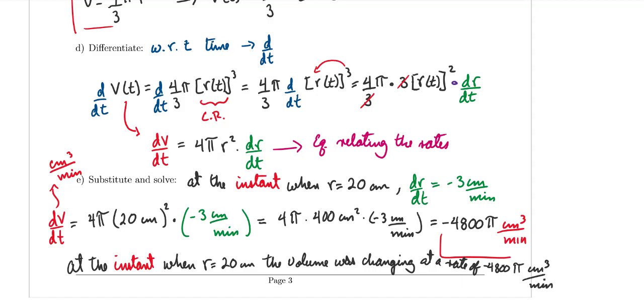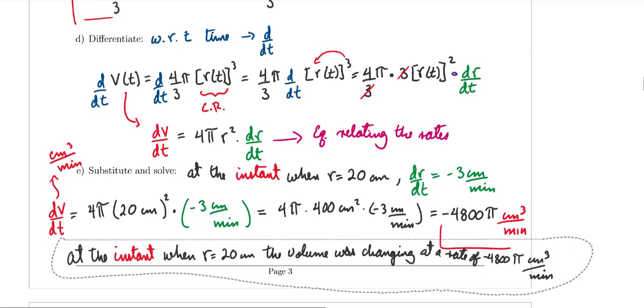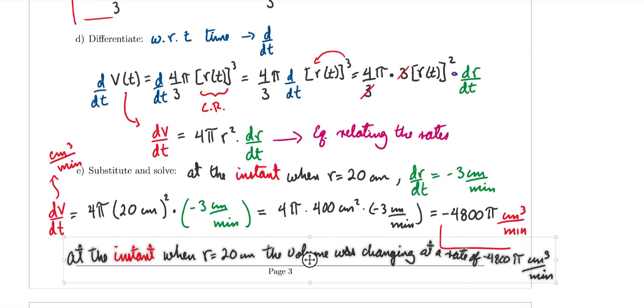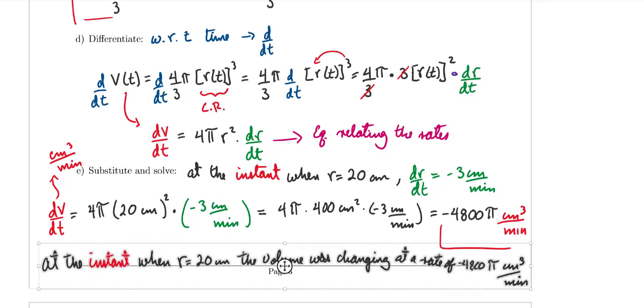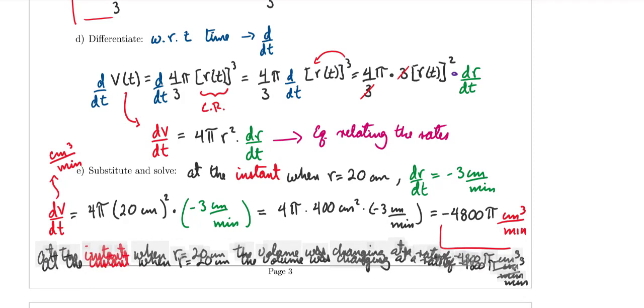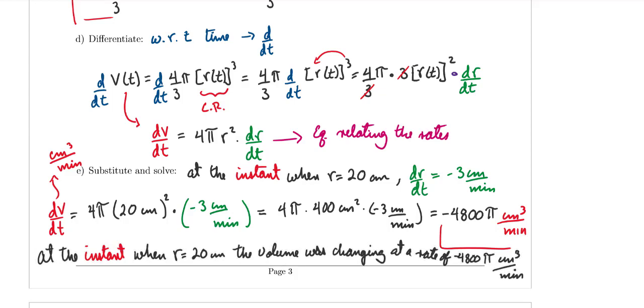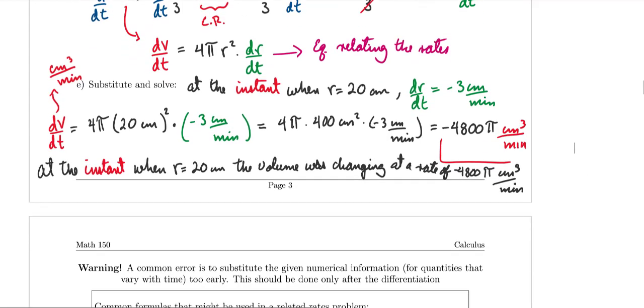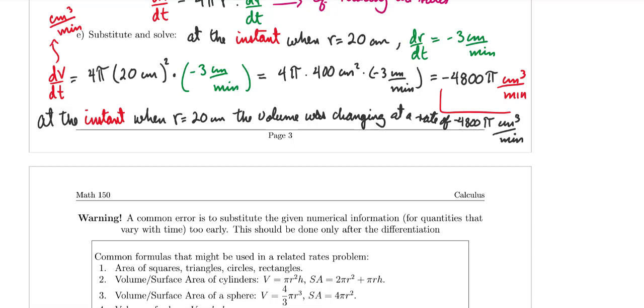Now this last part you don't really need to write in the problem, but I wrote it down here to emphasize that we are only looking at a particular instant. Now, on that note, I want to give you guys a warning. A very common mistake to make is to substitute the given numerical information, the quantities that we have here, way too early, essentially at the beginning of the problem. You only substitute after you do the differentiation.